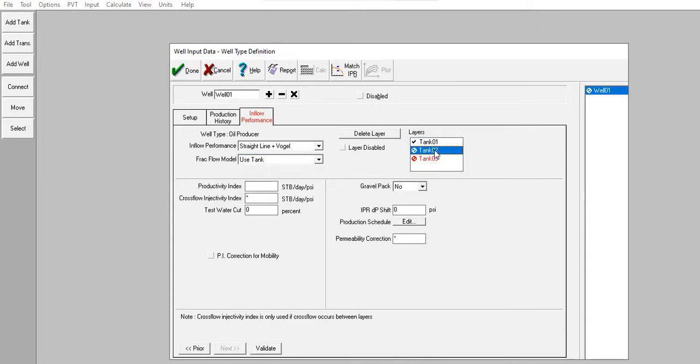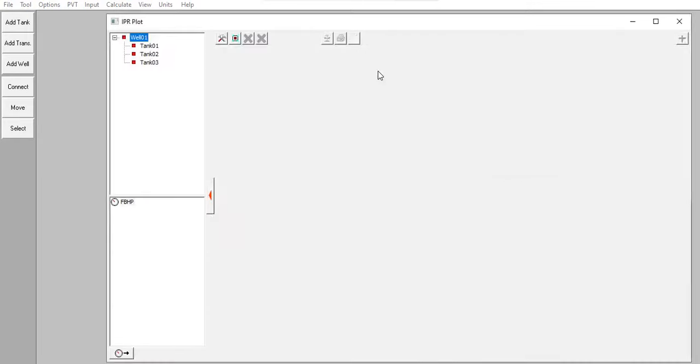Now for the second tank, the same. The rest of the data input are the same, except productivity index. The second tank will have productivity index of 3, lower than the first tank. And again, for the third tank, it will have productivity index of 2. All right, now we can validate. Very easy. And then we can create the plot.